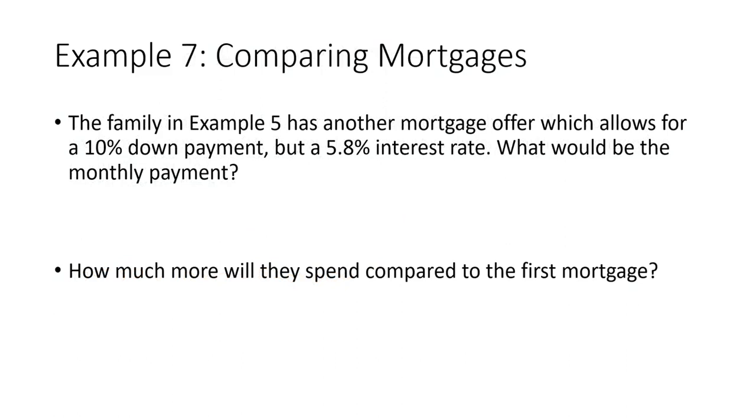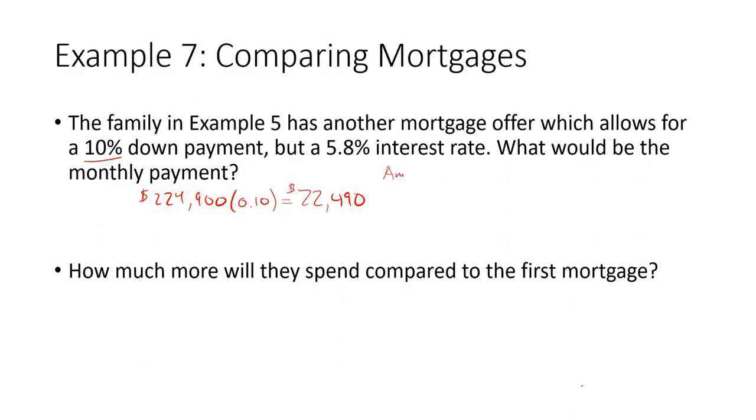So let's go back to our first family. They get another mortgage offer that has a 10% down payment and a 5.8% interest rate. So let's figure out what the monthly payment would be. To do that, we need to first figure out how much we have to finance in this case, because we only have to have a 10% down payment. The cost of the home for the first family was $224,900. We're going to make a 10% down payment, and so the 10% down payment, $22,490.